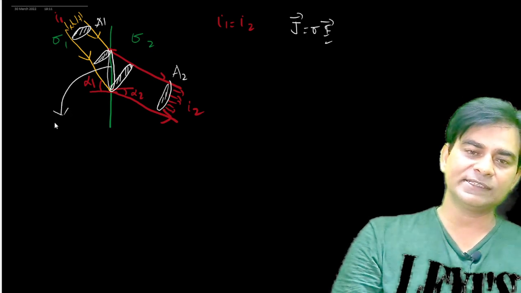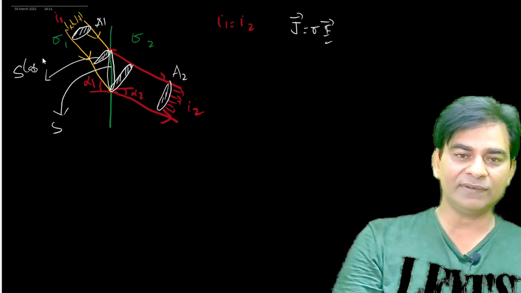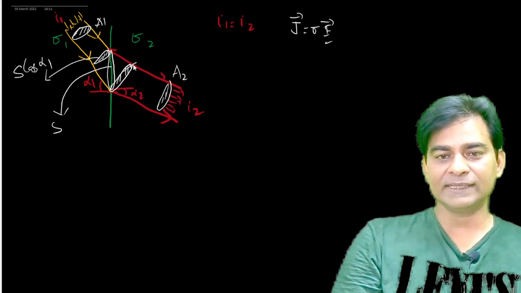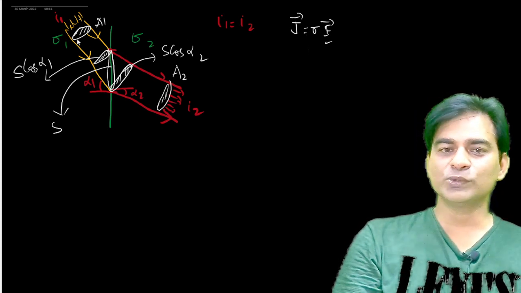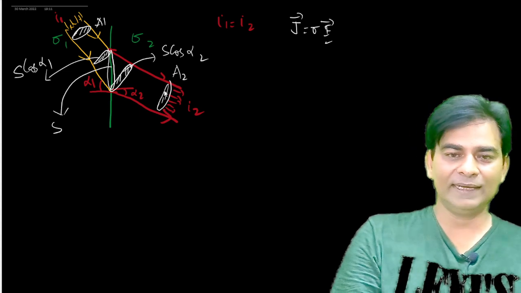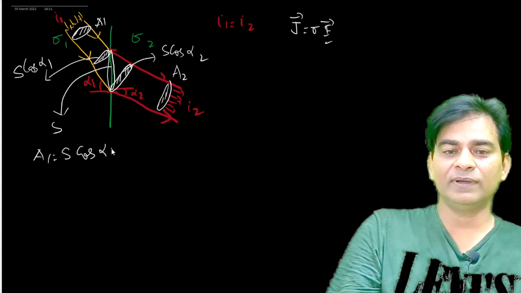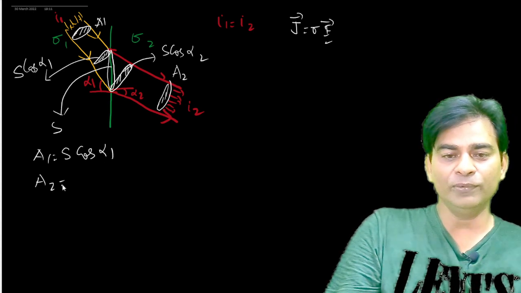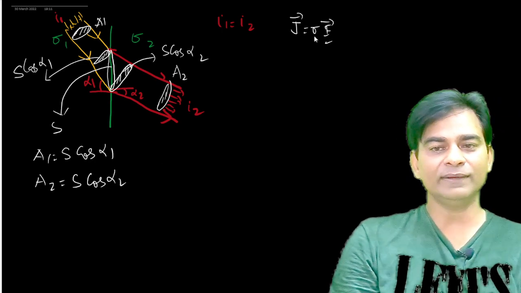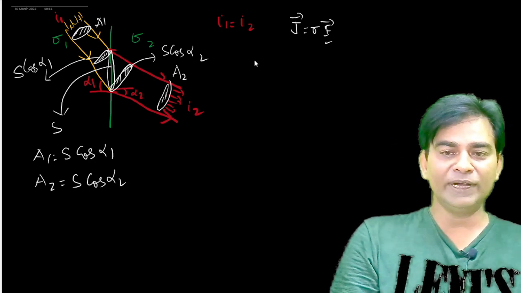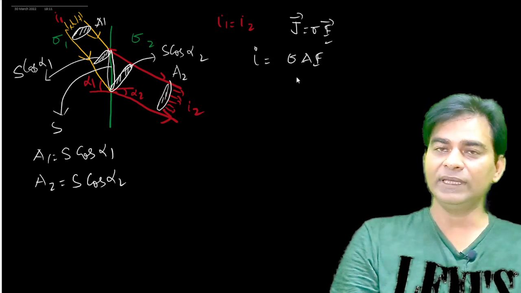Means if this area is S, then this area will be S cos alpha 1 and this area will be S cos alpha 2, and so we can say A1 and A2 are different. Let's write A1, that is S cos alpha 1, and A2, that will be S cos alpha 2. Current density is current per unit area, so I can say I is equal to sigma into A into E.